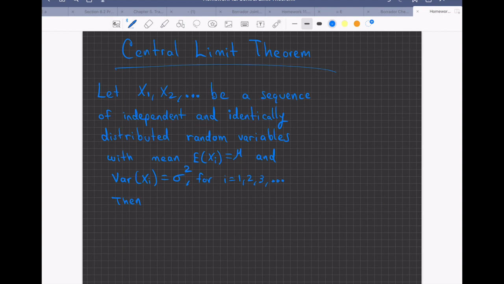Then, if we define this random variable that I'm going to call here random variable sample mean.